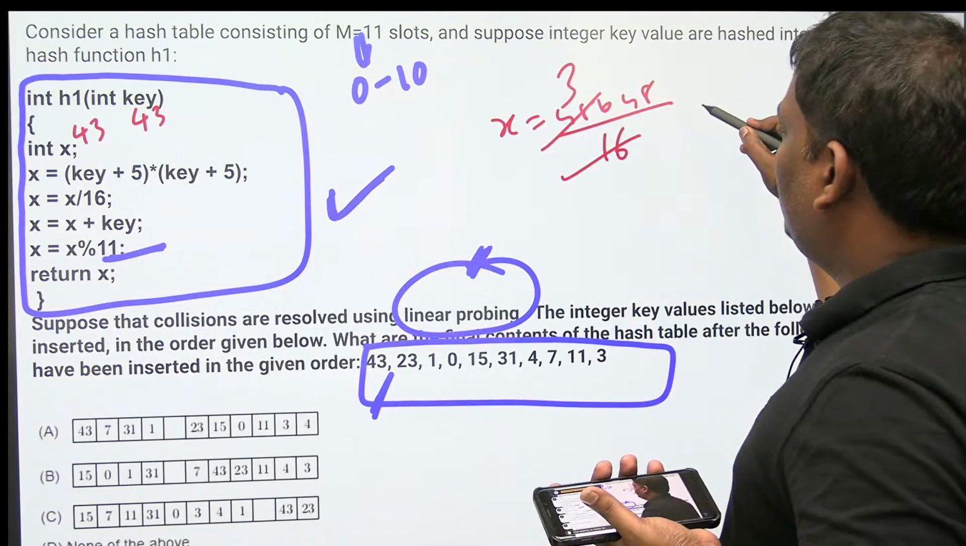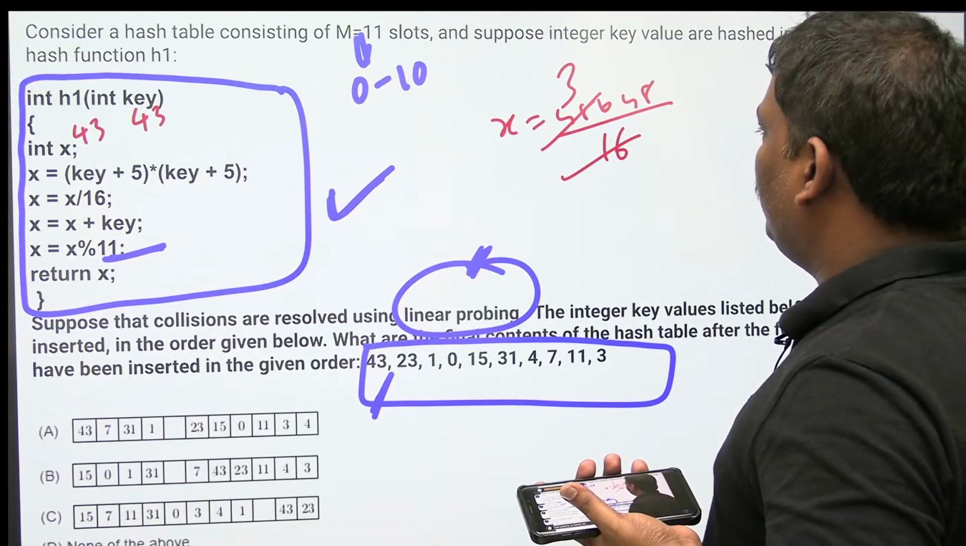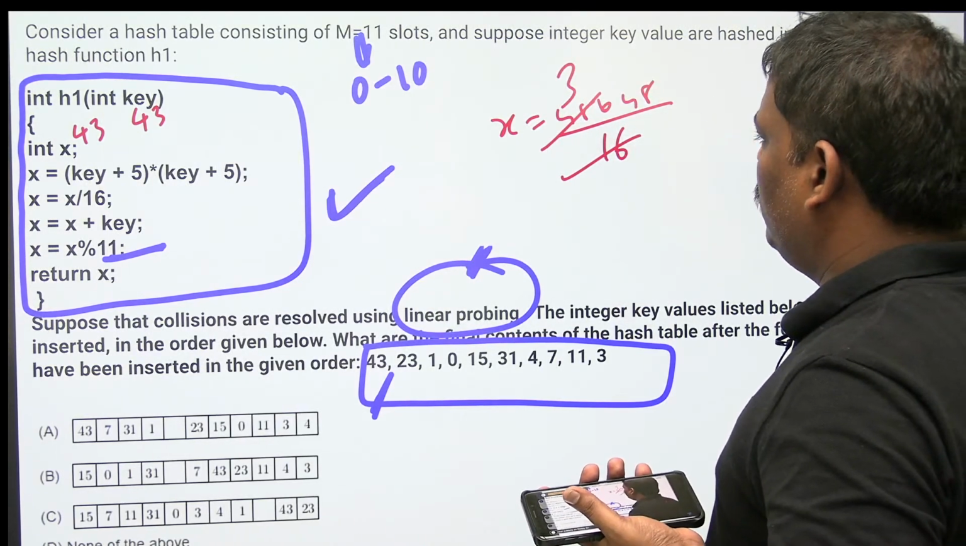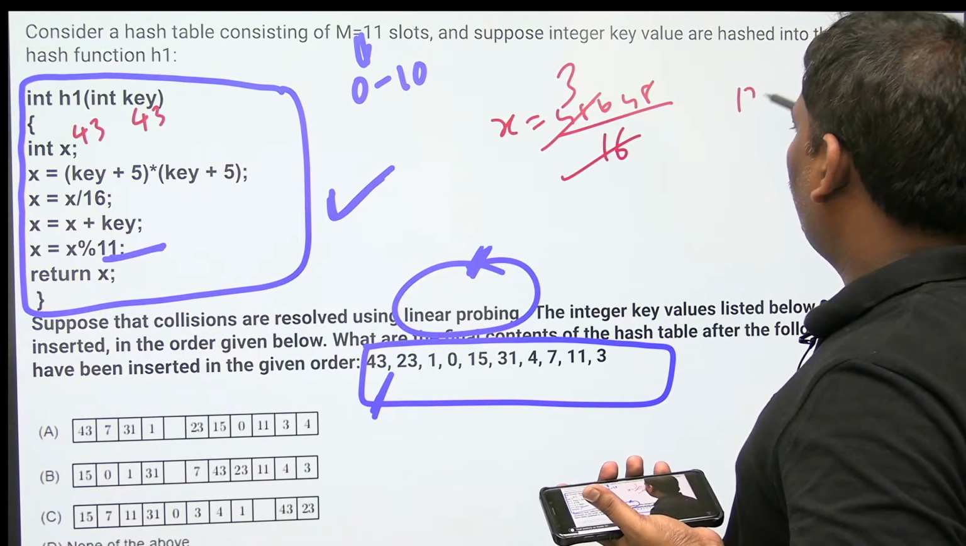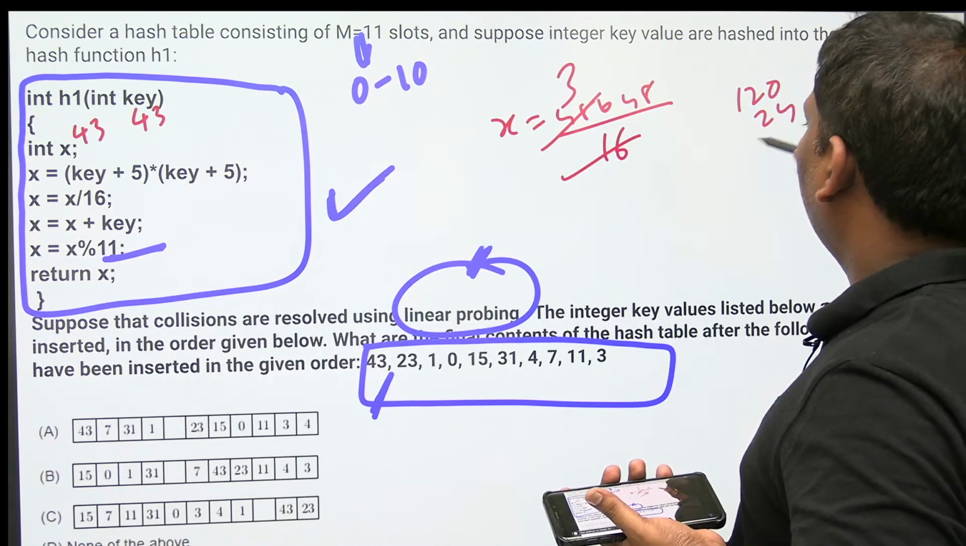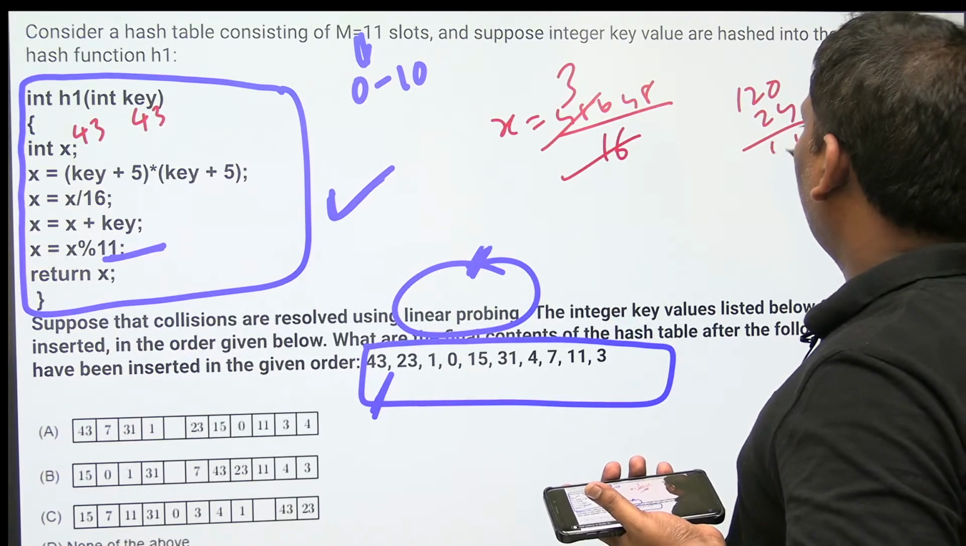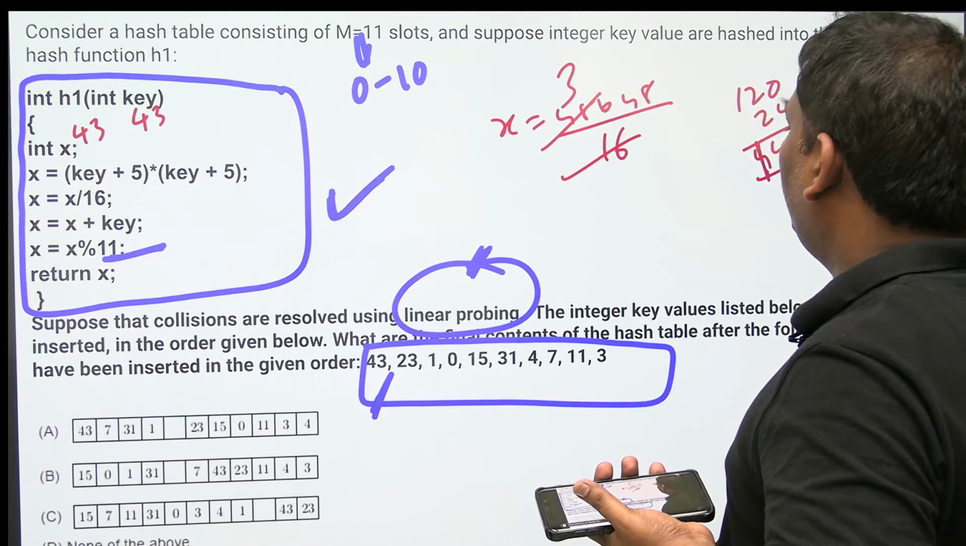How much is it? 3 4 is 12, right? 120. 3 8 is 24. I think 160, right? 3 4 is 12, 120, and 3 8 is 24, which is going to be 144.